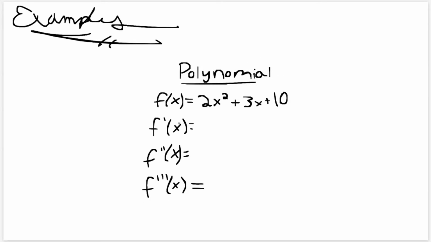Alright, so the first derivative is really easy. It's what we've been doing in class already. So obviously this would turn into a 4x plus 3. And this is known as the first derivative right here.